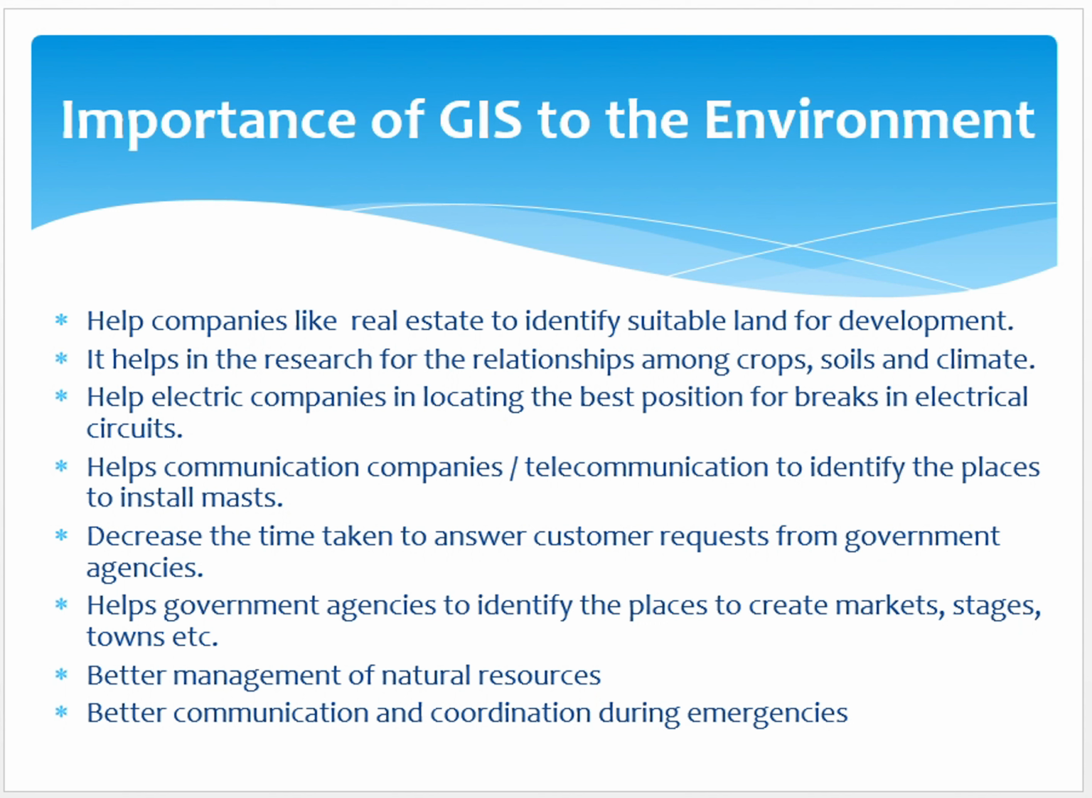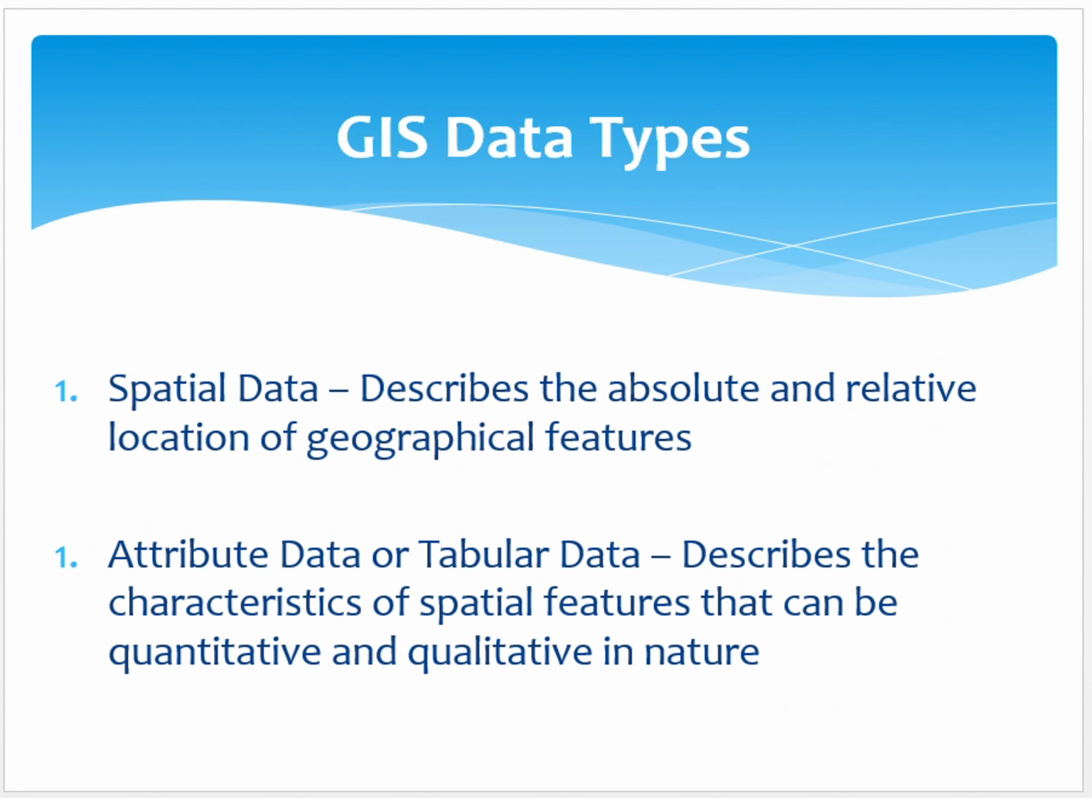We also have GIS data types. So there are two main data types in GIS. One is spatial data about an area, space. It describes the absolute or relative location of the geographical features. So it's called spatial data. The absolute or relative location of geographical features, what an area maybe has, is what we call spatial data.